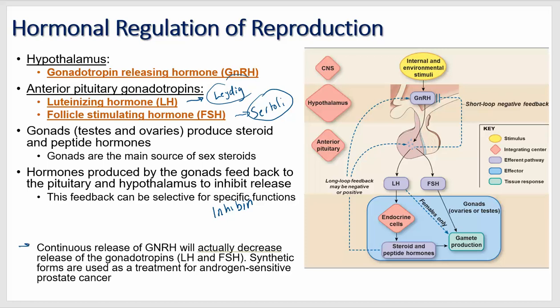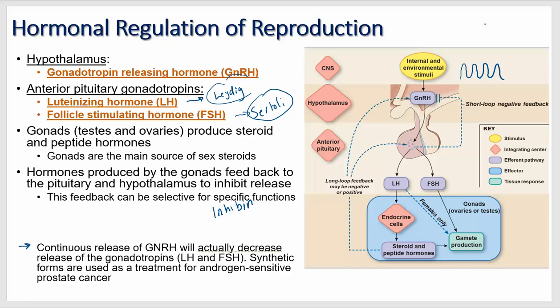Now, here's a note. Continuous release of gonadotropin releasing hormone will actually decrease release of the gonadotropins, LH and FSH. So what tends to happen is that it's pulsatile. The release during the reproductive years after puberty, which we're going to see in a minute too, is pulsatile, and that's required for the release of these gonadotropins, the luteinizing hormone and the follicle stimulating hormone. Synthetic forms of GnRH are used as a treatment for androgen-sensitive prostate cancer, which is going to decrease LH and FSH release.